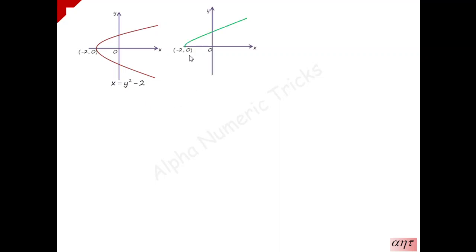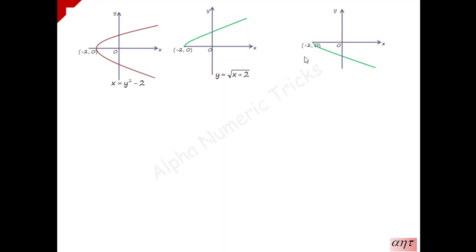Now consider this. When you reverse the values of x and y, you get only the part above the x-axis. This is the parabola y equals root of (x plus 2), and this parabola lies above the x-axis. When you draw a vertical line here, it meets the parabola at only 1 point. So this curve is an example of a graph.